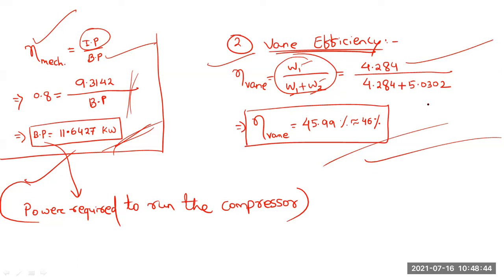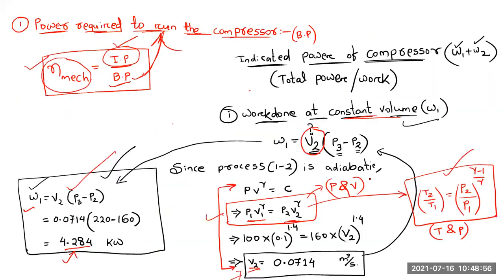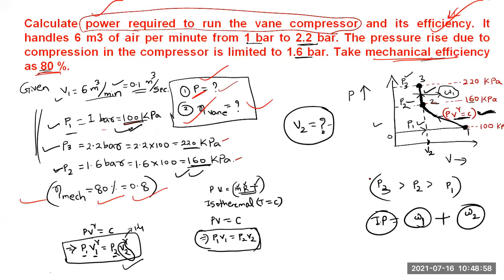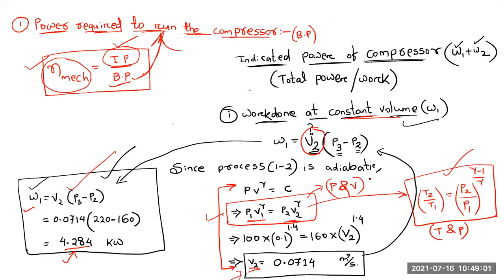Normally they have not asked any question from this vane type compressor in previous years, but if they do, this is the way you have to solve the questions. Write down the given data, then calculate one by one. Related to this problem, if anybody has any doubt, you can ask. You have 1 minute.